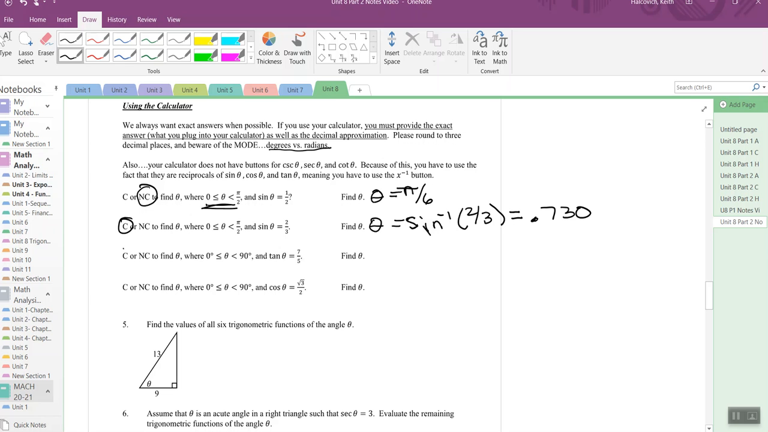Same thing here, you would have to use your calculator for the next one. Now this is in degrees, so make sure your calculator is in degree mode. It's degrees because you can tell there. Tangent inverse of 7/5 is 54.462 degrees.